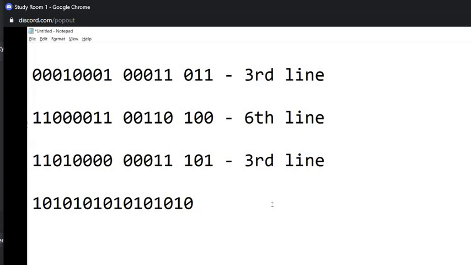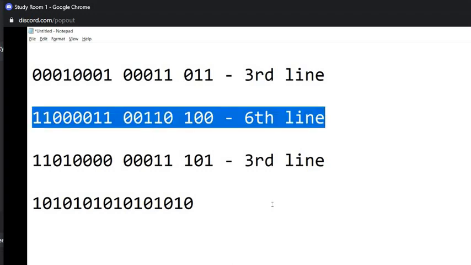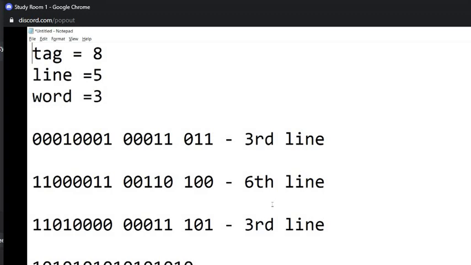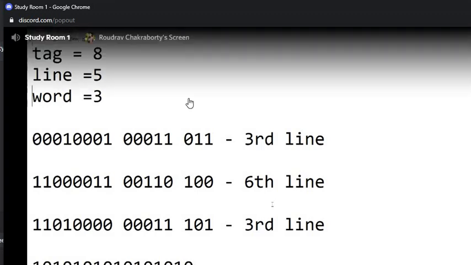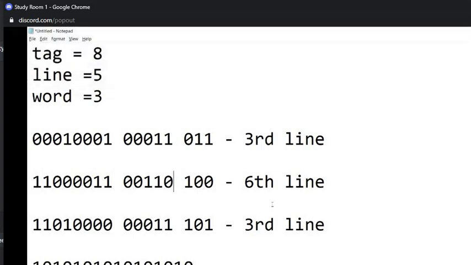So see, the memory address was this: 1100 0011, 0011 and 0100. So we split up the 16-bit address into the 8, 5 and 3 format, because this is the bifurcation of the tag, line and word in the 16-bit memory, right? So the last 3 bits we used for the word, the next 5 we used for the line, the first 8 we used for the tag. So for finding the cache line number, we use these 5, which is part of the line, right? And we convert this binary into decimal. Yeah, got it.